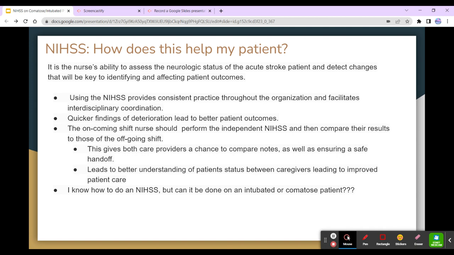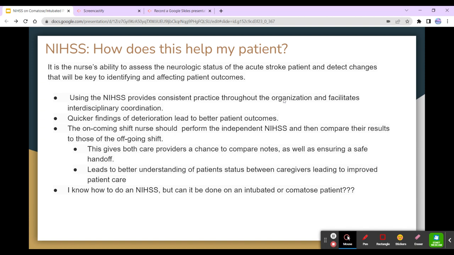So, for the nurse, how does this help my patient? It's the nurse's ability to assess the neurologic status of the acute patient and detect those changes that will be key to identifying and affecting patient outcomes, using this stroke scale.